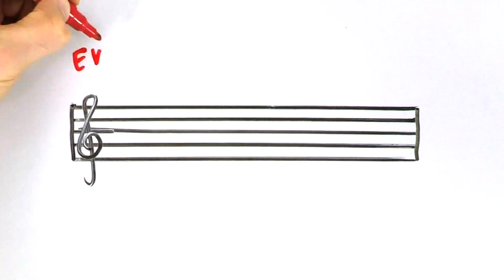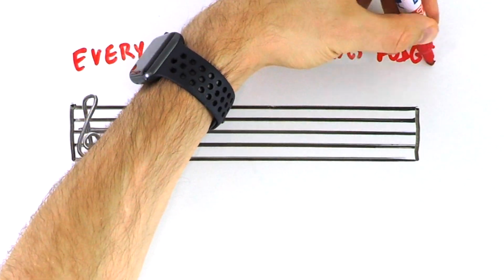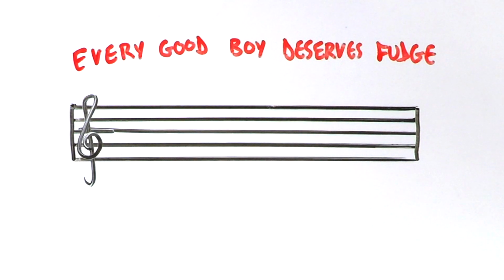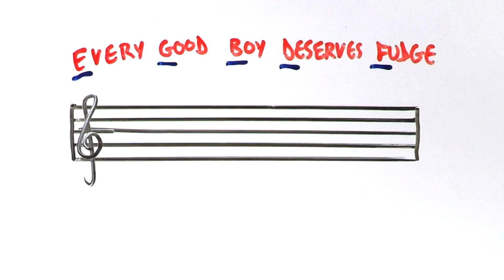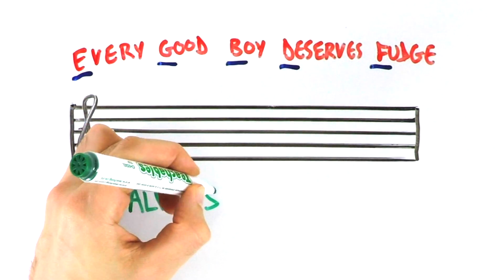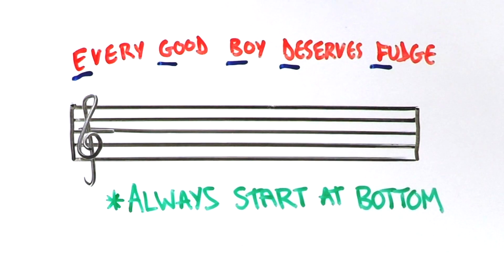So we have these words, every good boy deserves fudge. Now we have to know how to use them. So what we do is take the first letter of each word and put those on the lines of the staff. And just like everything else, we always start from the bottom.